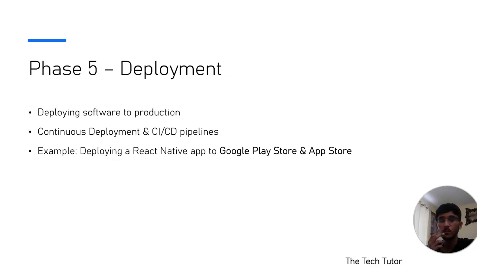Now, coming to phase 5. After we're done with our testing, it's time to deploy the software so users can access it. This can involve deploying to servers or app stores, setting up CI/CD pipelines for automated releases, and monitoring for issues in production. For example, if we developed a React Native app, we might deploy it to both the Google Play Store and the Apple App Store. So ensuring smooth installation and updates is what we do in this phase.